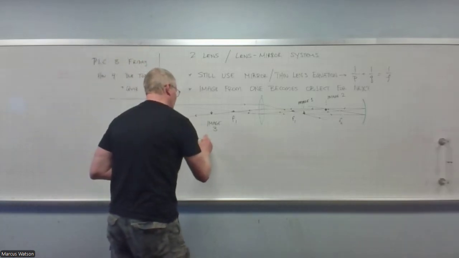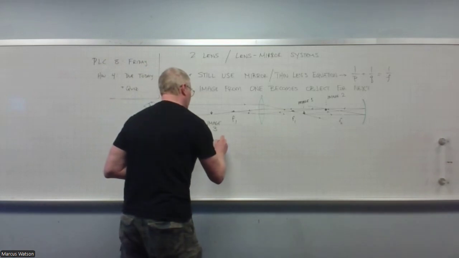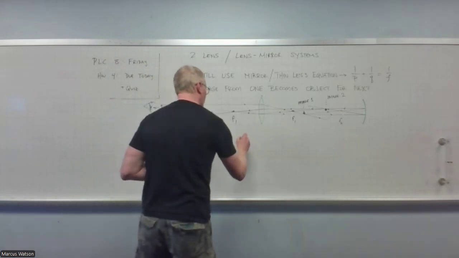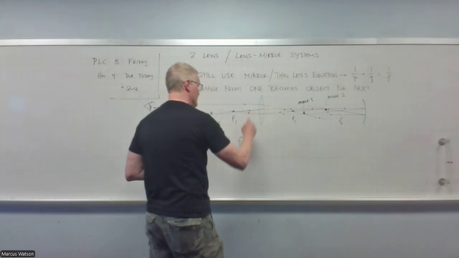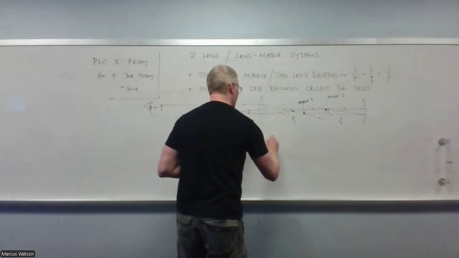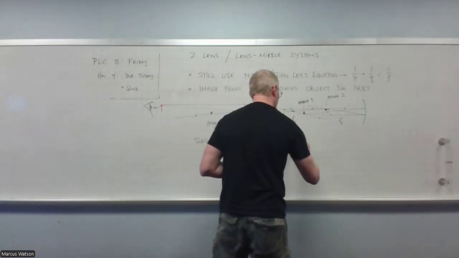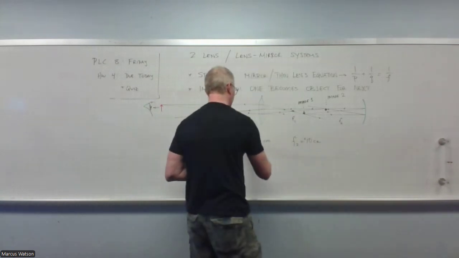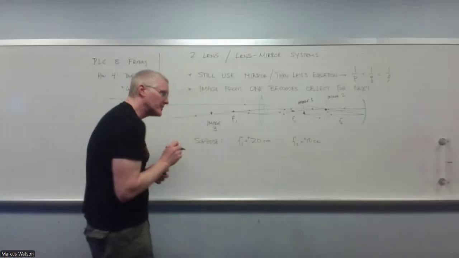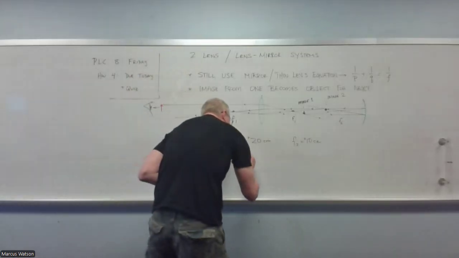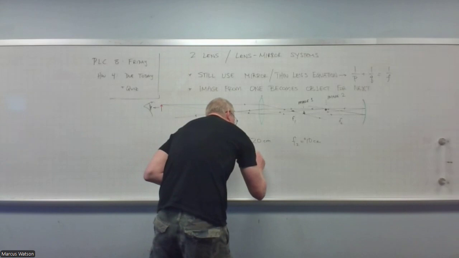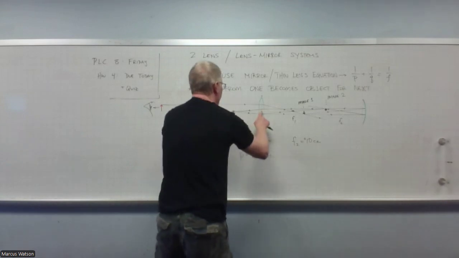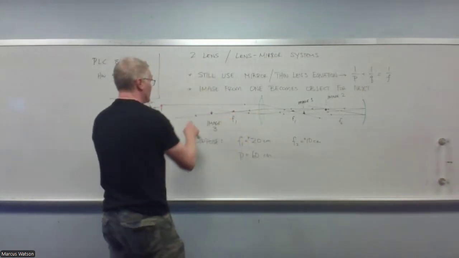Let's go ahead and suppose that the focal length 1, which is for the lens, is 20 centimeters. Focal length 2 for the mirror is 10 centimeters. Both are positive, so I'll needlessly put in the plus signs near them. And I'm going to start with an object distance of 60 centimeters. 3 times the focal length. That's not so bad.